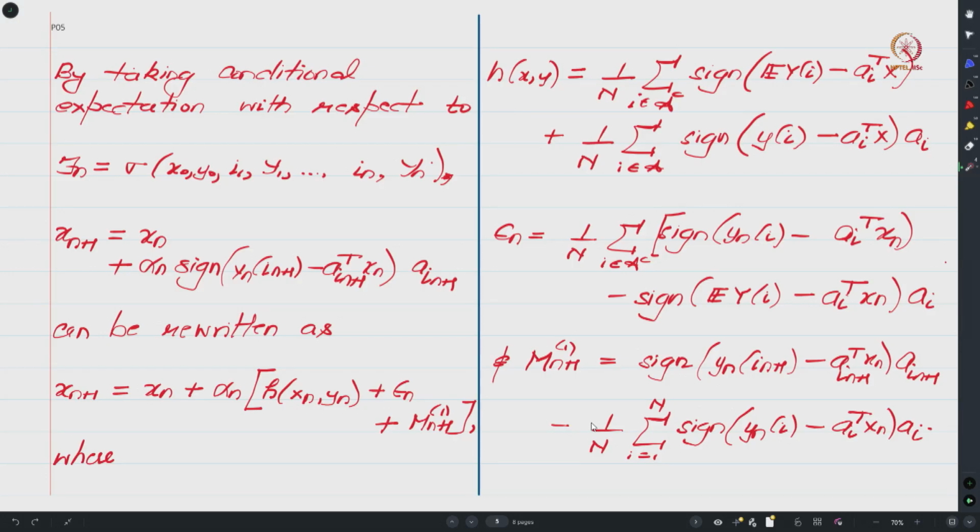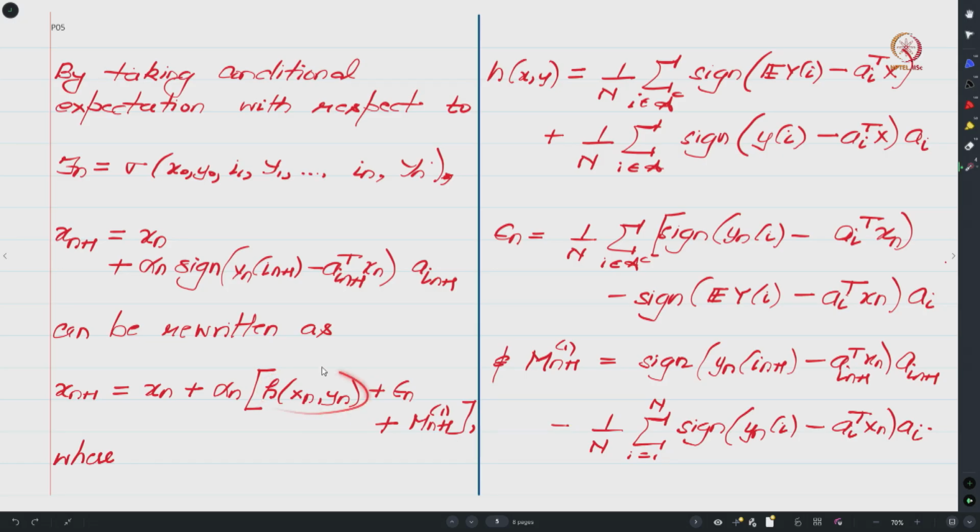Alright, so now let us see how we can rewrite this update rule, right. So now we have to keep in mind that your yn of i, for adversarial coordinates, need not go to expected value of y of i, right. So what we do now is, while we work with the same update rule as in the non-adversarial case, for our analysis we rewrite it in a certain form. So let us try to understand what that form is. So this is the update rule that we had as before, but now we write it as h of xn, yn plus epsilon n plus mn plus 1 of 1, right.